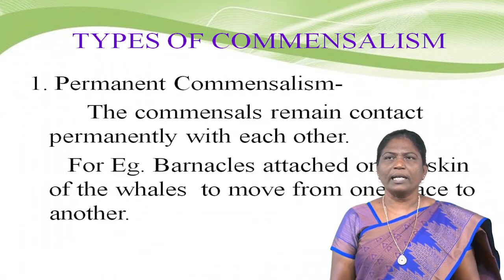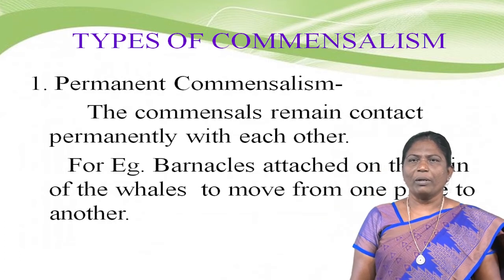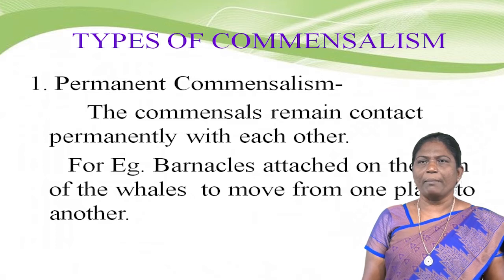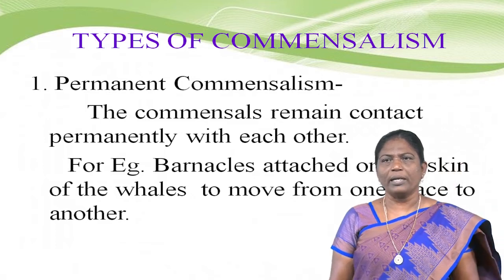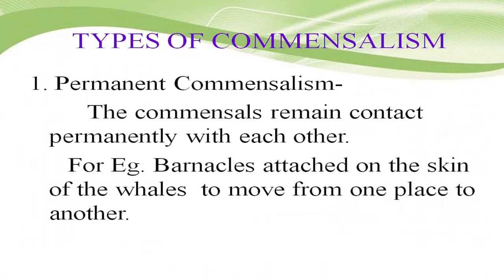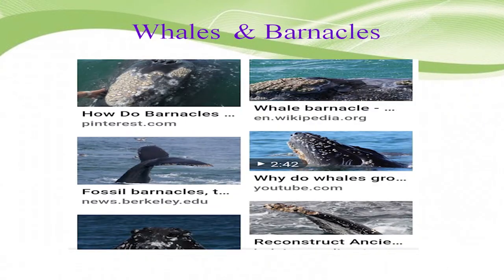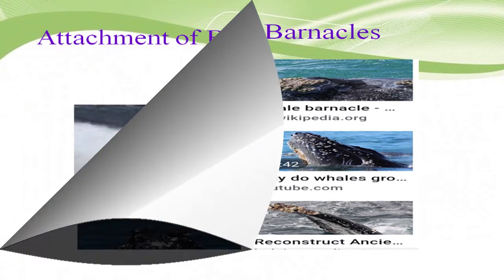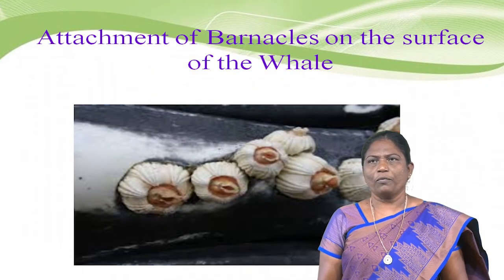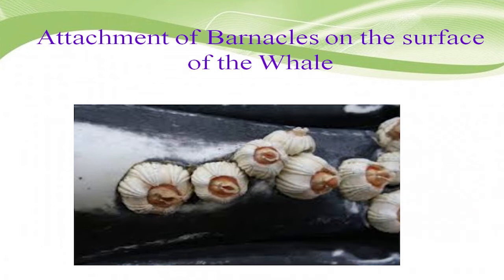The next is about the types of commensalism. Number 1, permanent commensalism. The commensals remain constant permanently with each other. For example, barnacles attached on the skin of whales to move from one place to another place. This diagram shows the relationship between the whales and barnacles. Here we can see the attachment of the barnacles on the skin of the whales. This is a close-up diagram of how the barnacles attach on the skin of the whale.